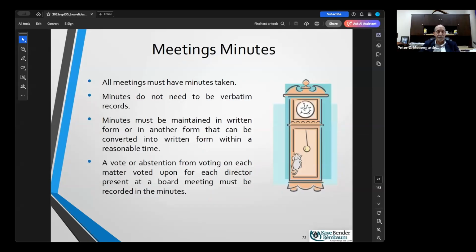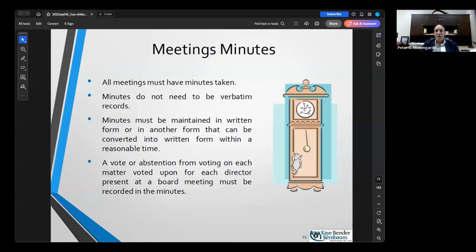Meeting minutes. All meetings must have minutes. Meeting minutes do not have to be verbatim, and please do not make them verbatim. There is no reason to include every cough, burp, or other noise in your meeting minutes, or every verbatim statement made by anybody, quite frankly. And in my experience, those verbatim minutes are more hindrance than help. Okay. Minutes are supposed to be minutes.